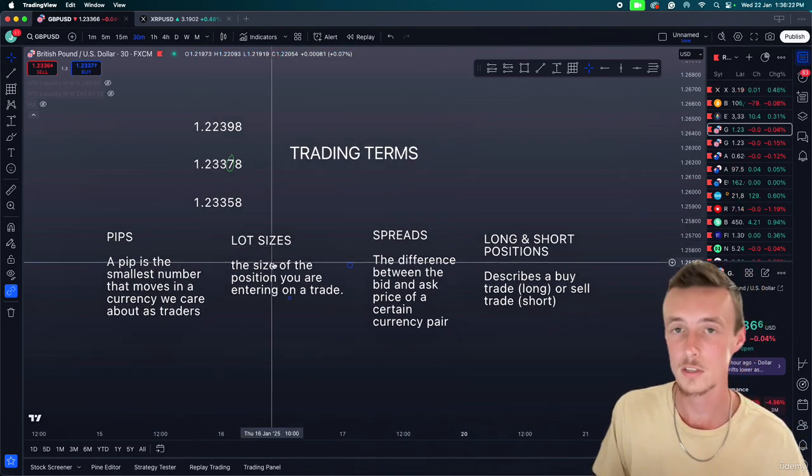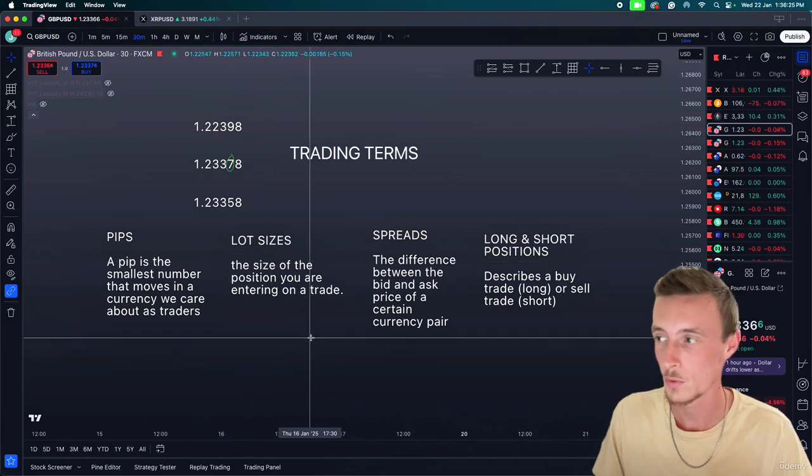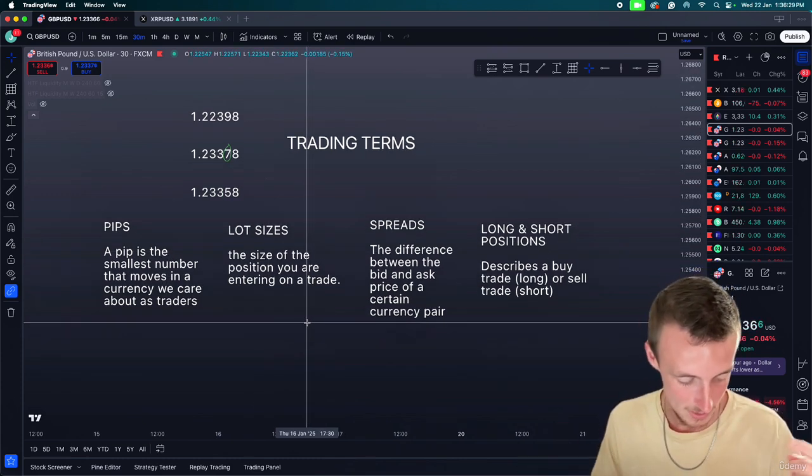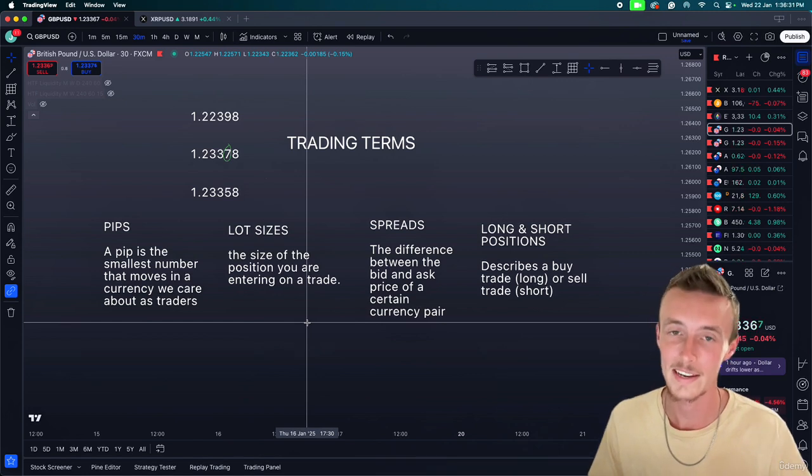But as I was saying, the lot sizes determine how much value is within each pip. So there is different lot sizes. There is a standard lot, mini lot, micro lot, and nano lot.